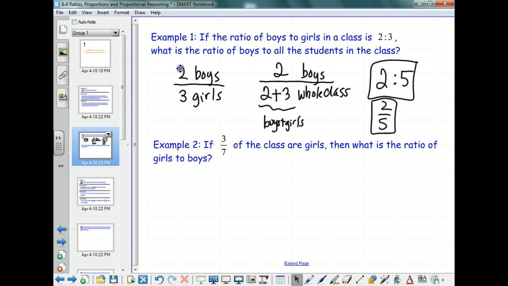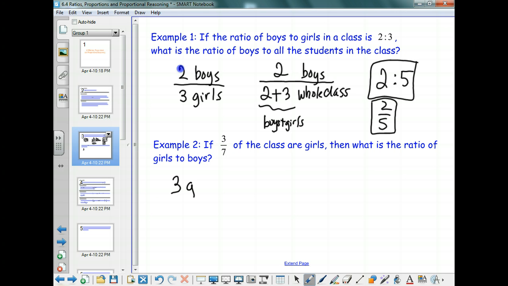Does that make sense? So in example 2, we're going to go the other direction. All right, different problem, different group of students, so it's not the same 2 and 3 as before. But we have 3/7 of the class are girls. So we've got a part to a whole ratio. And what we want to know is the ratio of girls to boys on this one. So we can set something up very similar.